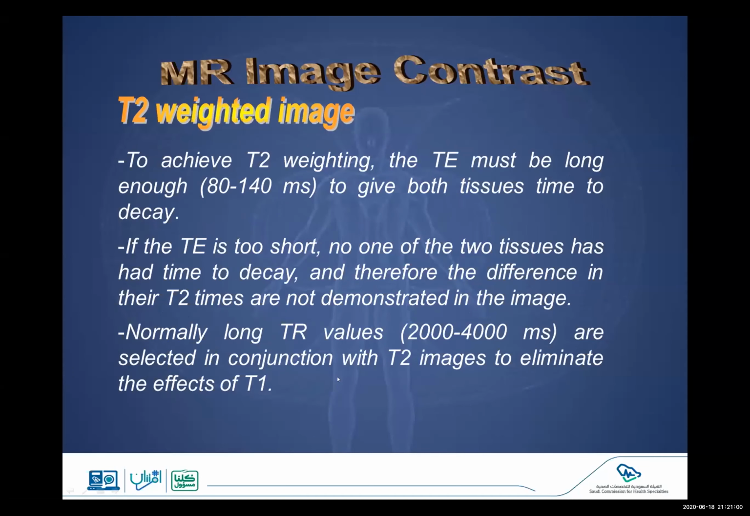Normally long TR values, as we mentioned in the beginning in that equation, we have to diminish the effect of T1. How is that reduced? By making TR long. So we make sure after each excitation, all the protons go back to 0 and we start fresh. To do that, TR has to be long enough. Long means more than 2000, again in spin echo sequences.